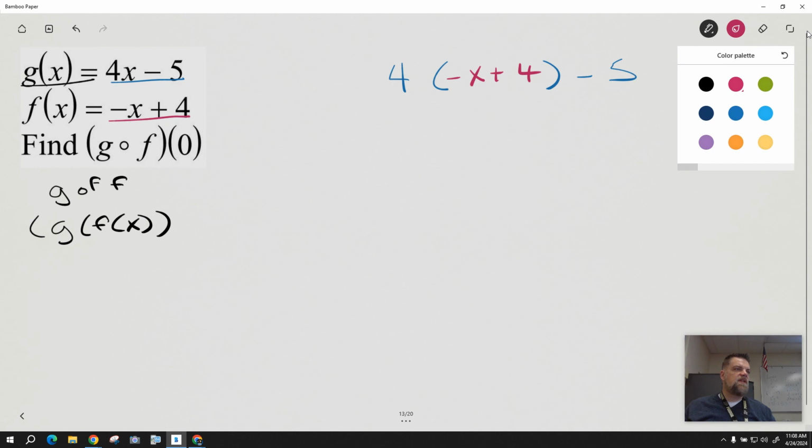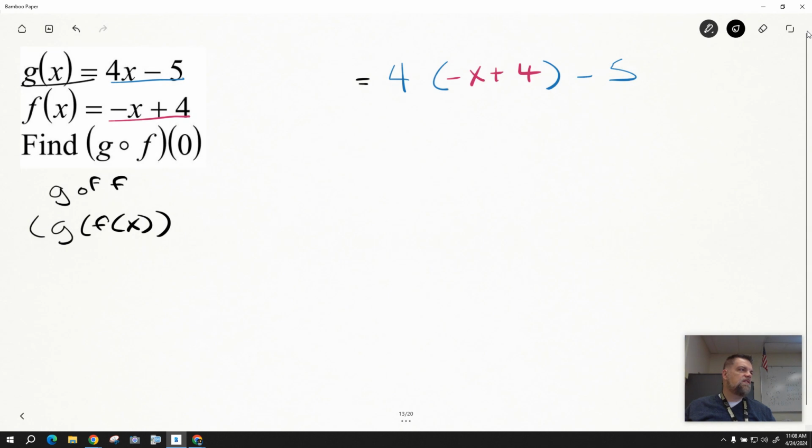So what does this mean? Well, this is just G O F of x, okay, which is also G of F of x, which is what you guys are used to seeing.